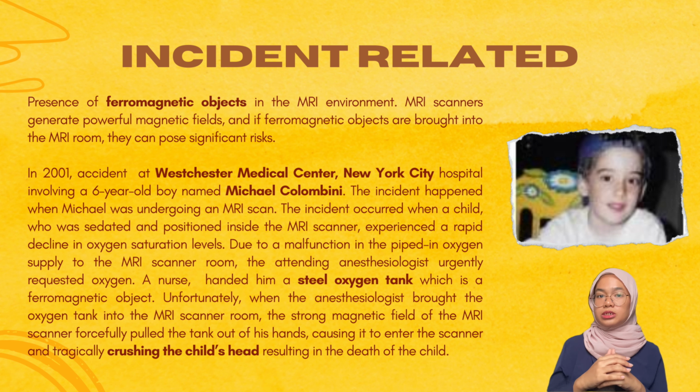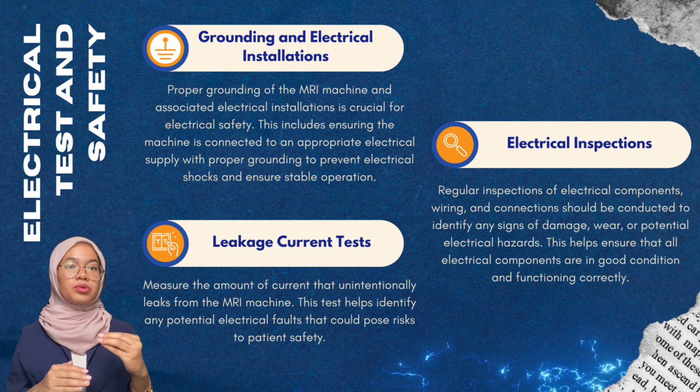Firstly, grounding and electrical installation. Proper grounding of the MRI machine and associated electrical installation is crucial for electrical safety. This includes ensuring the machine is connected to an appropriate electrical supply with proper grounding to prevent electrical shock and ensure stable operation.